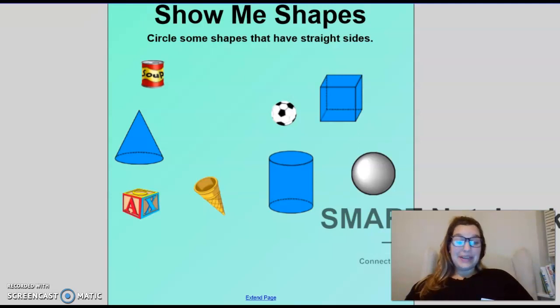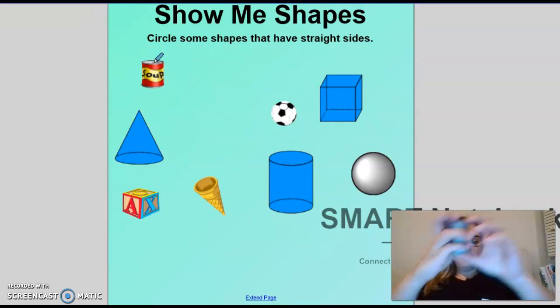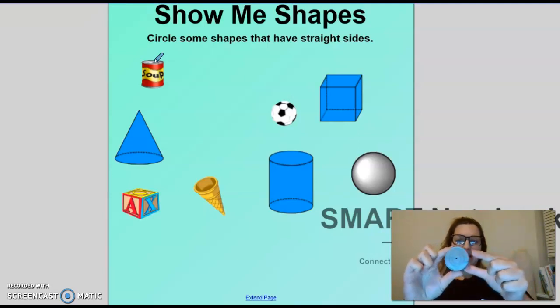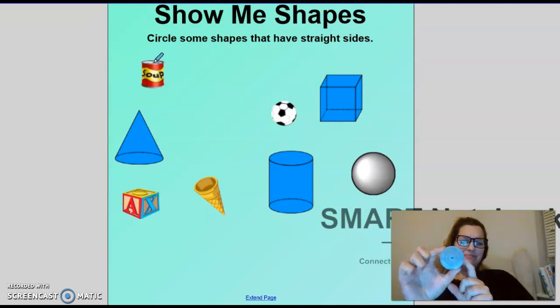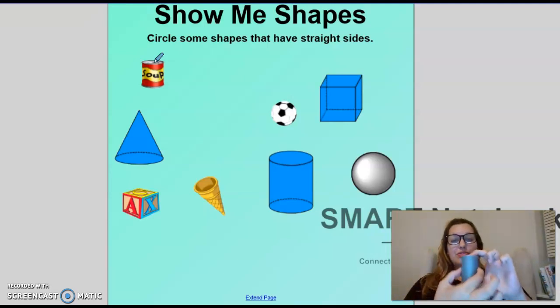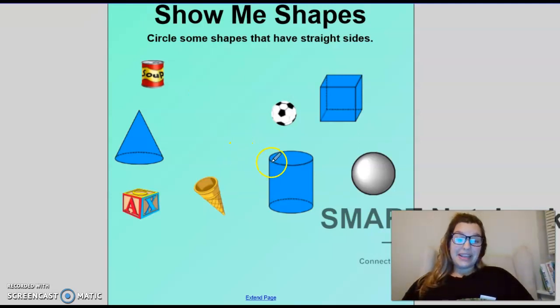Alright, I am so excited you're back. So let's start off with our cylinder. Now, does this have straight lines? On the sides, it does have straight lines. That one's a little bit tricky, but see, there are straight lines. So we can go ahead and circle our soup can.